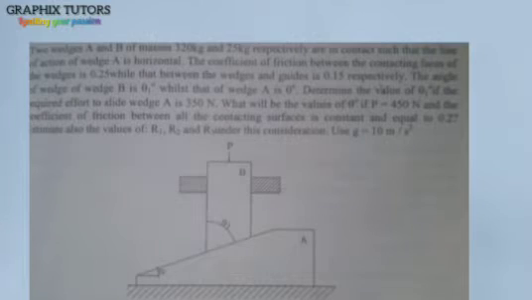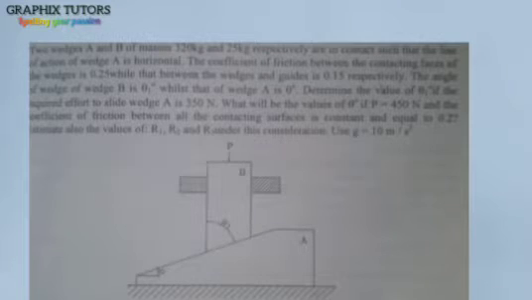My name is Graphics. Now if you look at the top right corner, you see we have a problem on block and wedges. Now if you recall, a wedge is a triangular or trapezoidal object that is used to raise a load that has high magnitude by just applying a small force.